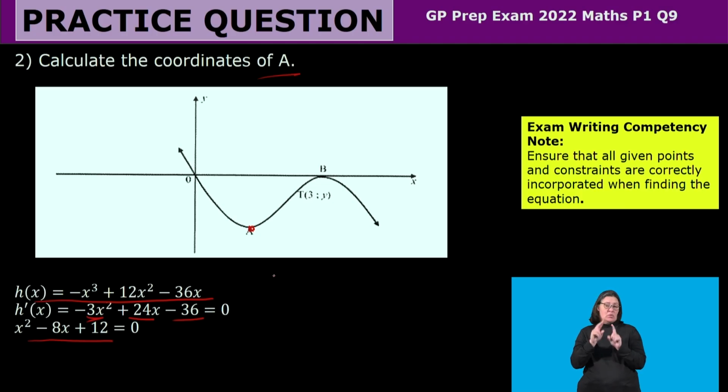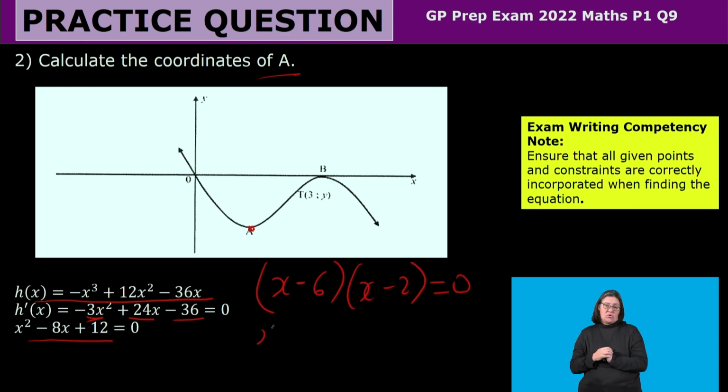You then have to factorize that further. So it becomes x minus 6 times x minus 2 is equal to 0. We get x is equal to 6, which is good because we already know that the x value at the turning point B was 6. And you get x is equal to 2. So the x coordinate at point A is 2.